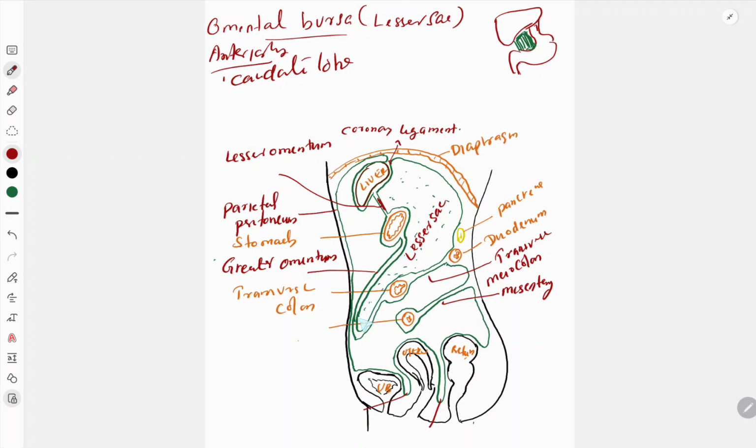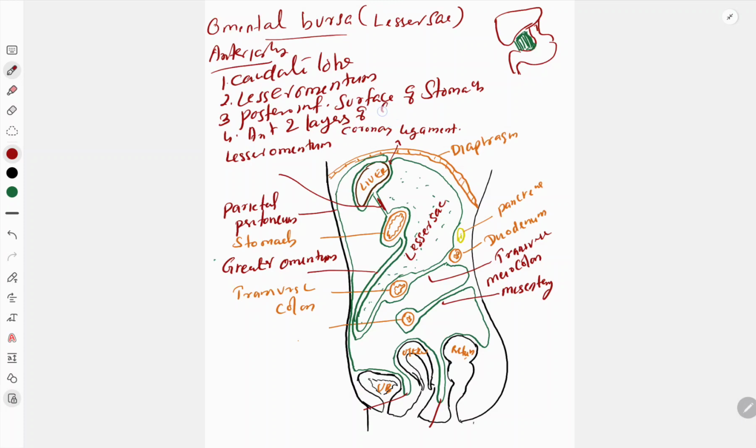So these are the anterior wall of the lesser sac. First, let us write here the caudate lobe of the liver. Second, you can see the lesser omentum. And what is the third one? The third one is the postero-inferior surface of the stomach. And the fourth one is the anterior two layers of the greater omentum. Okay, that is the anterior wall of the lesser sac.